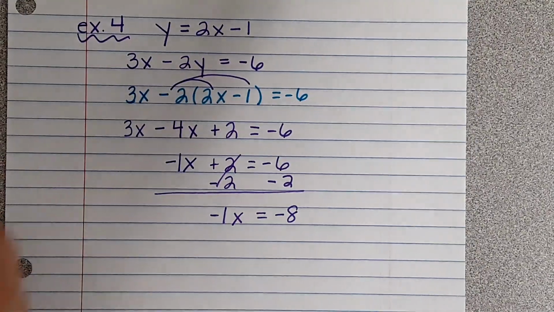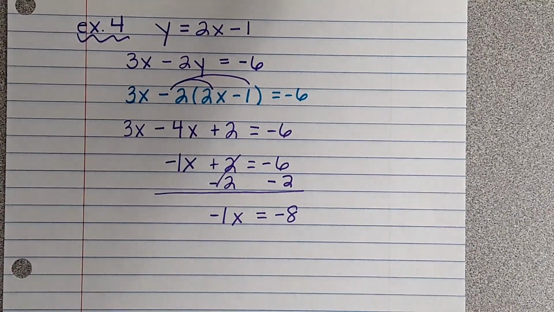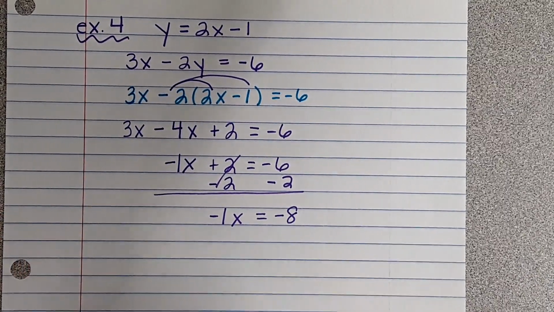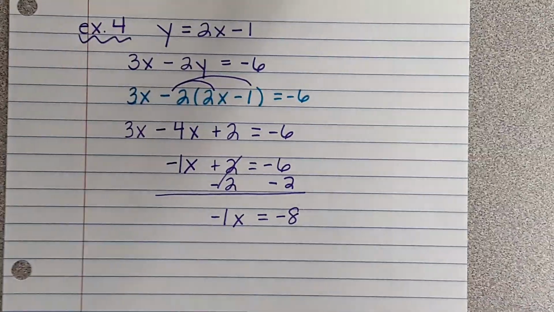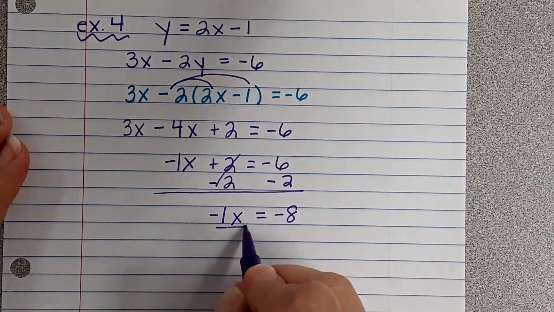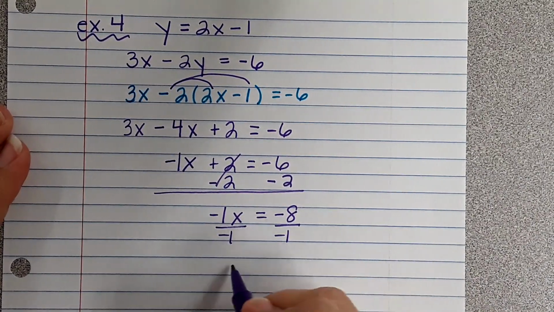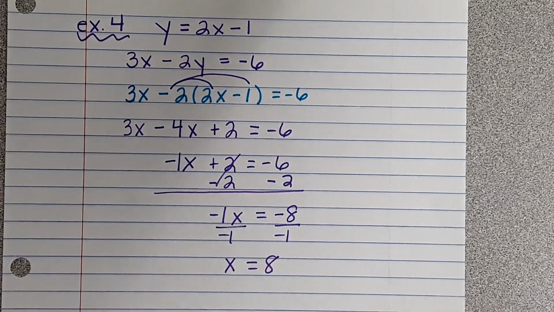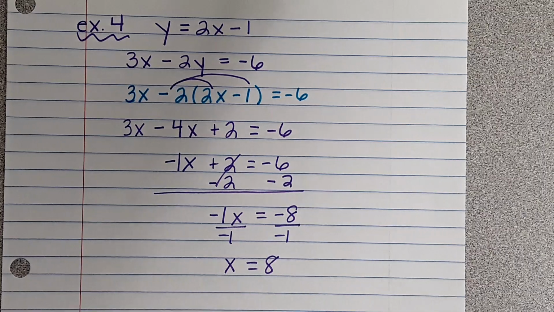Okay, now we can't leave anything negative, you guys, so what are we going to do? How do we get rid of the negative 1? Okay, here we go. Ready? We're going to divide by negative 1. Some of you probably have already solved this problem. You're like, Miss Fleur, I already got it. So x equals 8. Are we done?